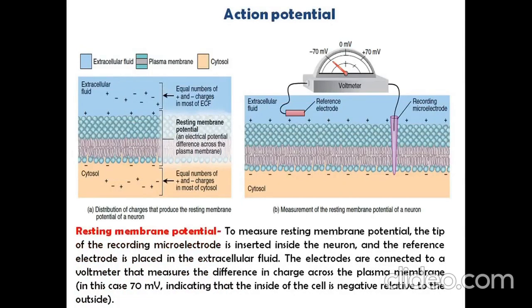Now the first one is the resting membrane potential. To measure resting membrane potential, the tip of the recording electrode is inserted inside the neuron and the reference electrode is placed in the extracellular fluid. The electrodes are connected to a voltmeter that measures the difference in charge across the plasma membrane. Now see the diagram. First one is the distribution of charges that produce the resting membrane potential in a neuron.